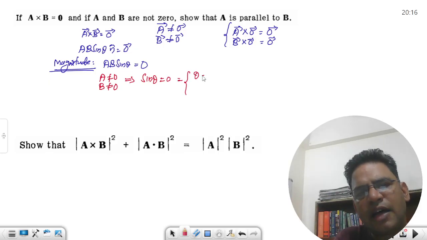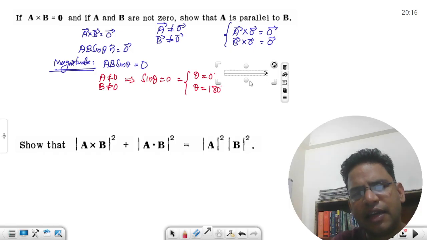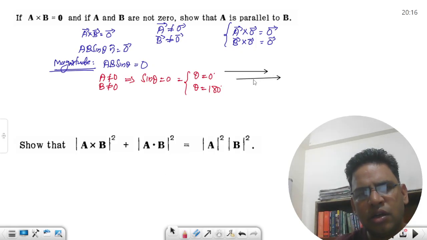How is it possible? Either theta equals 0 degrees or theta equals 180 degrees. So the angle between the A and B vectors: either they are in the same direction like this, or you can bring it here. You can rotate it. This is A vector. This is B vector.